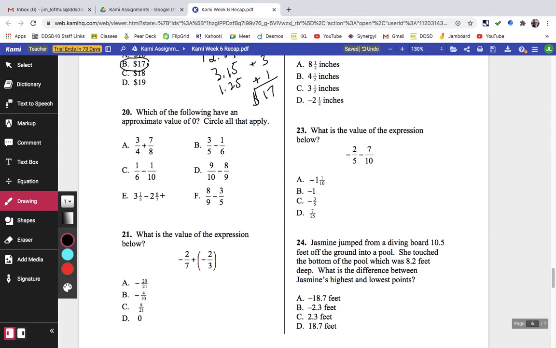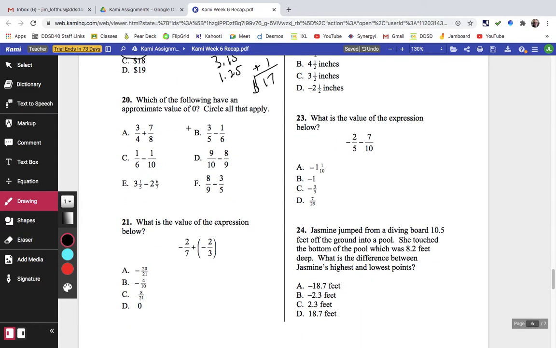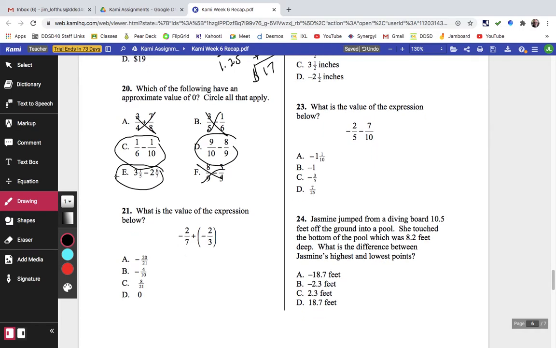All right, which of the following have an approximate value of 0? So not that one. This is kind of a half minus 0, so not that one. This, we could kind of say this was 0 minus 0, so we could choose this one. This is 1 minus 1, so we could choose that one. We could have this one be 3 minus 3, so we could choose that one. And this would be 1 minus a half, so we would not choose that. So C, D, and E.